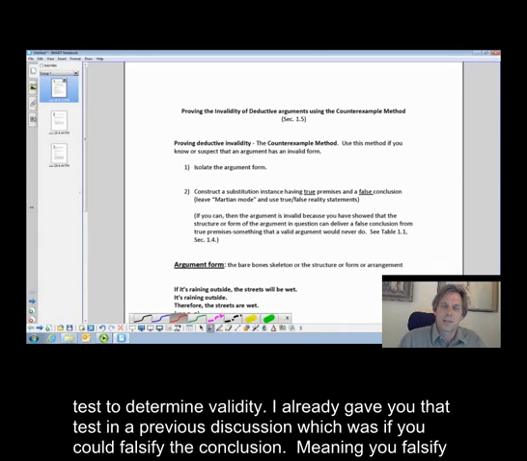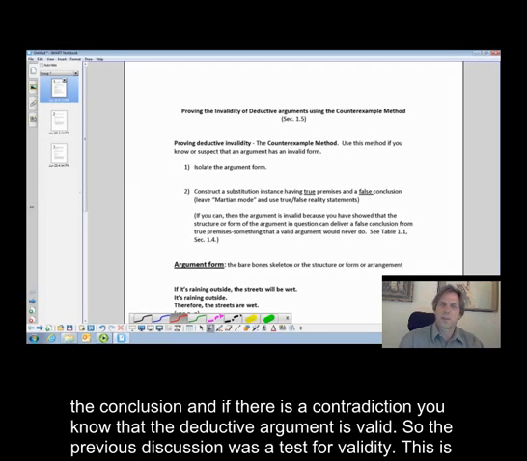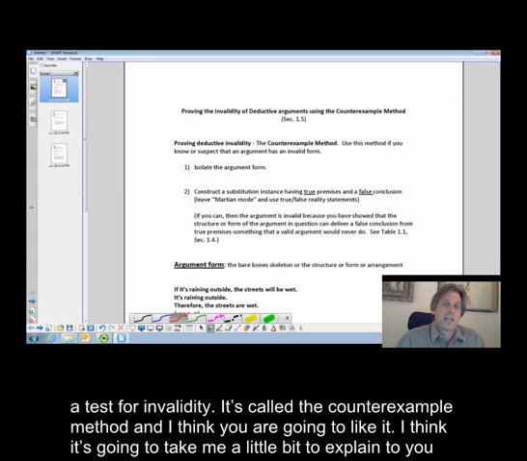I already gave you that test in a previous discussion, which was whether you could falsify the conclusion. Meaning you falsify the conclusion, and if there is a contradiction, you know that the deductive argument is valid. So that previous discussion was a test for validity. This is a test for invalidity. It's called the counterexample method, and I think you're going to like it.